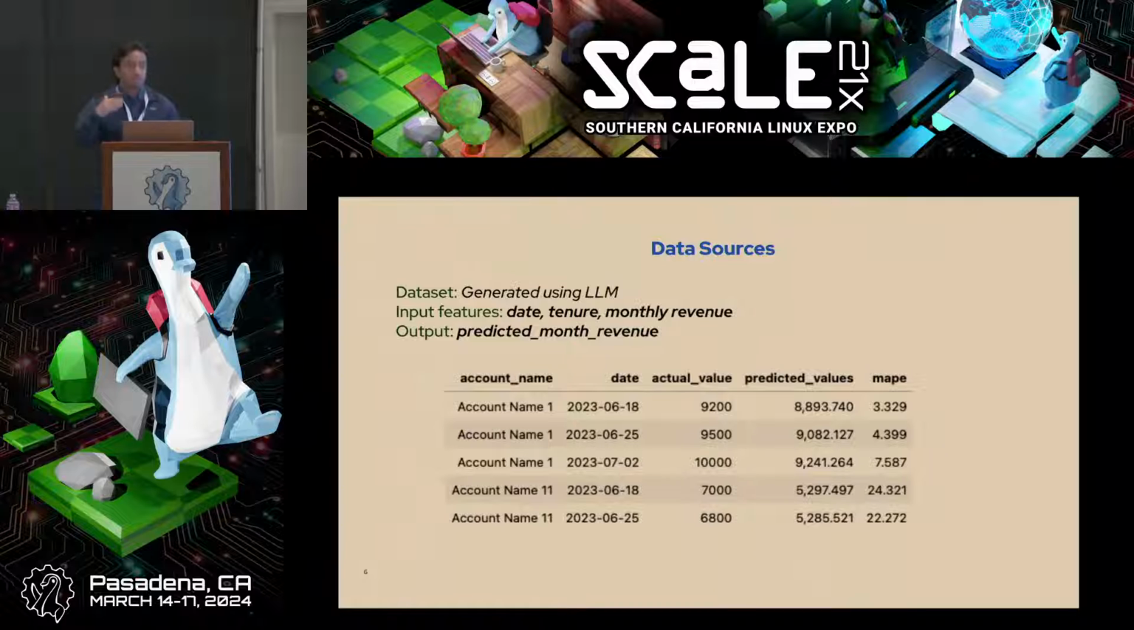And for each time series, you need to make predictions. And out of those predictions, you need to classify those customers based on their predicted data. So here we have different account names, like account name 1, account name 11, and different dates. In this case, it's varying with respect to every week. You have the actual value.